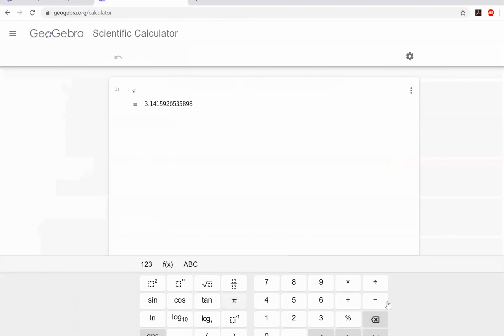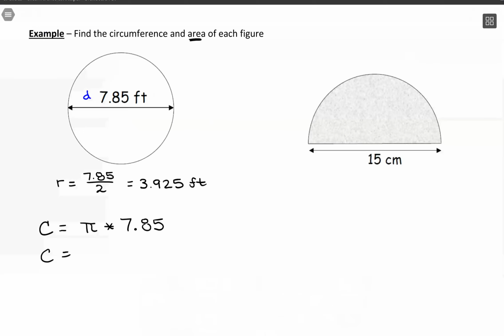So you'll just do pi times 7.85 and enter, and that's our answer, 24.6615. Let's go ahead and round to 2 decimal places here, so 24.66. And then for units, we will just take the units of our diameter, feet.